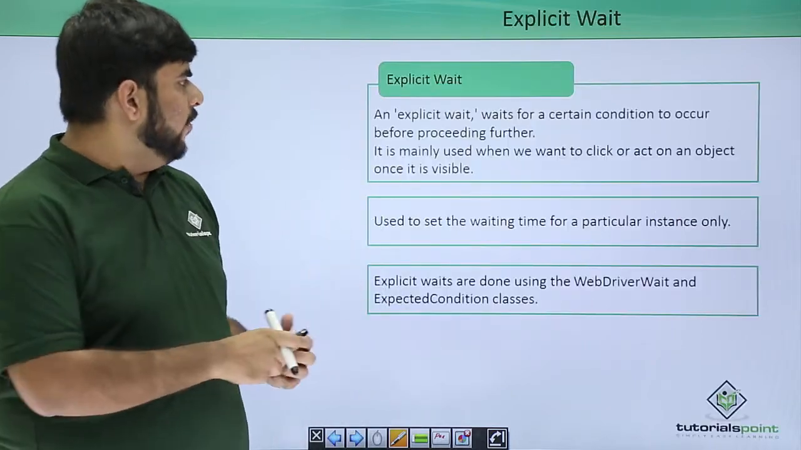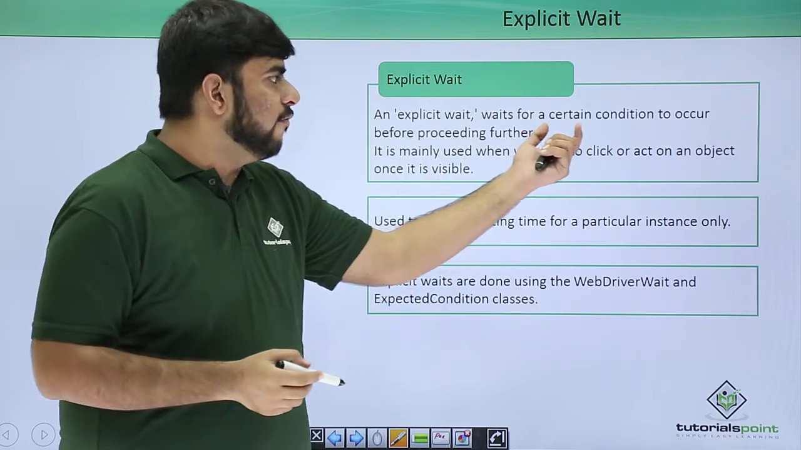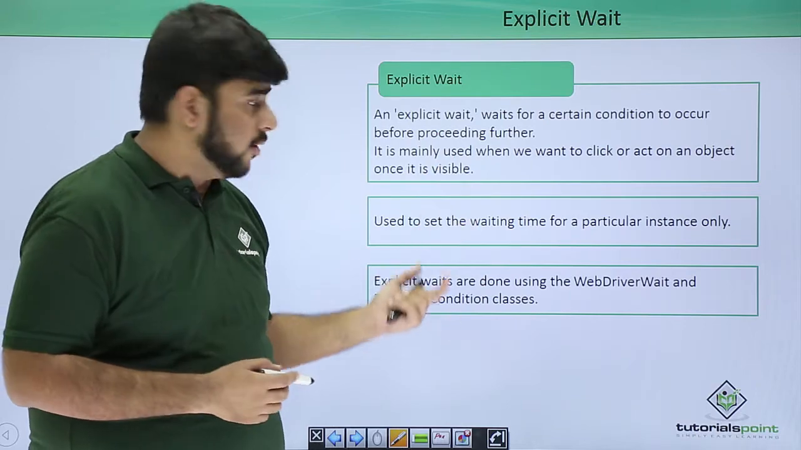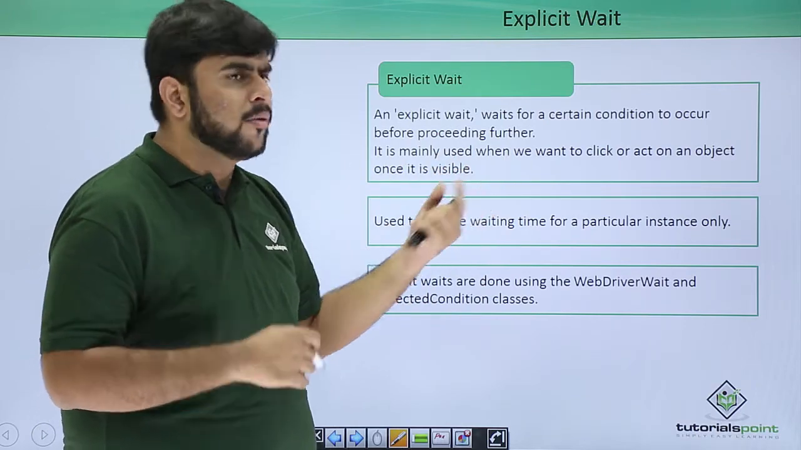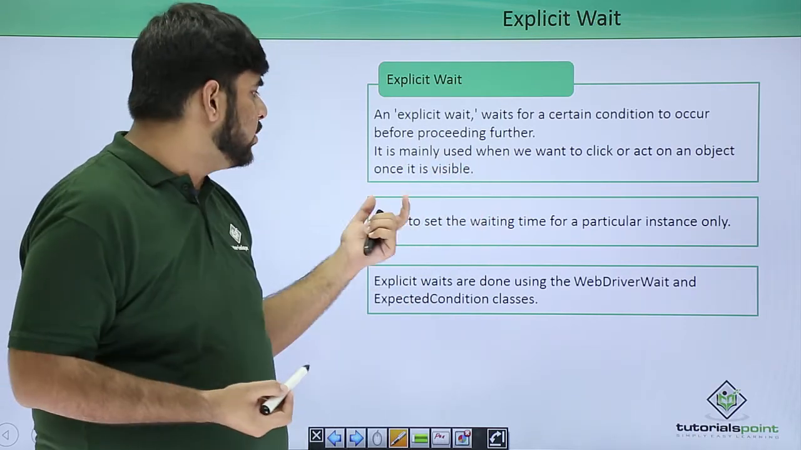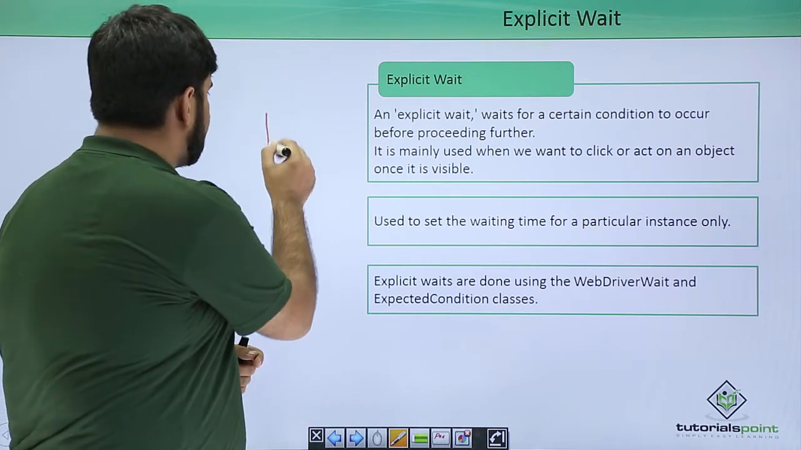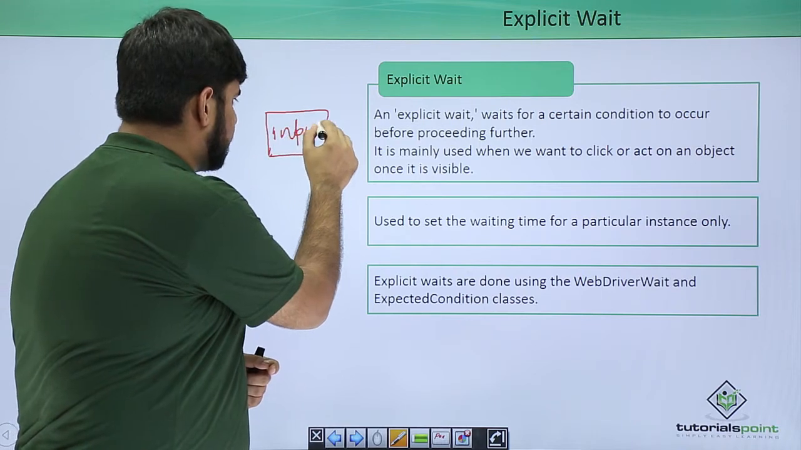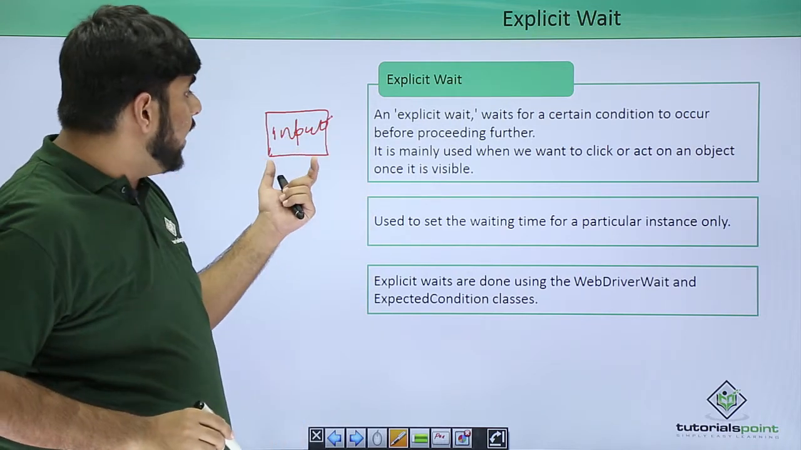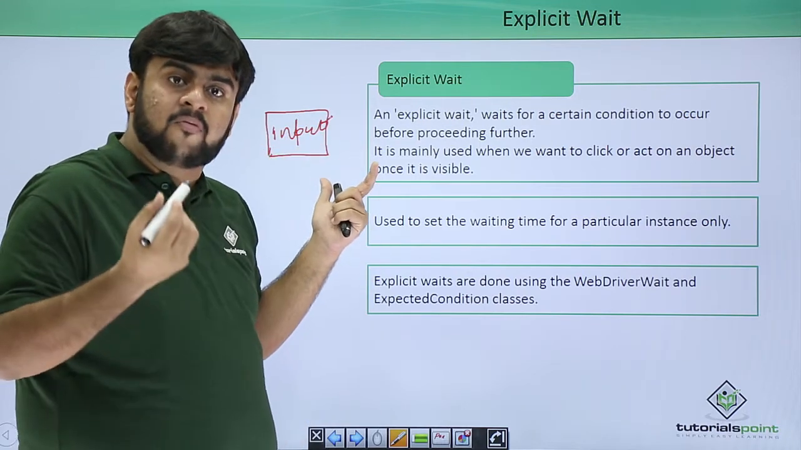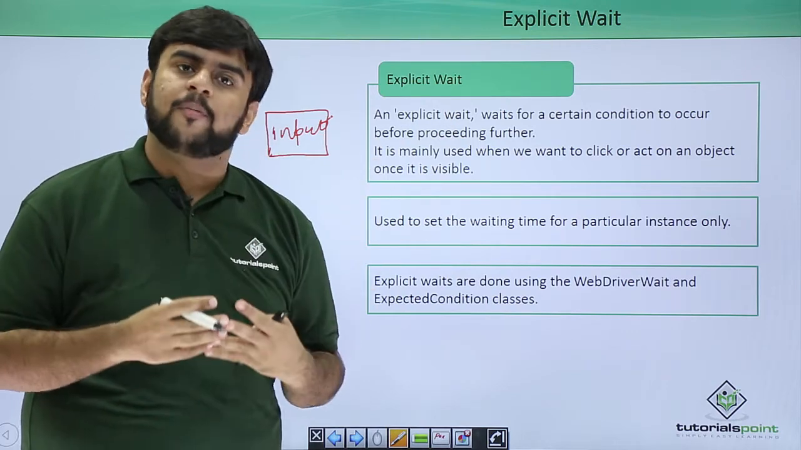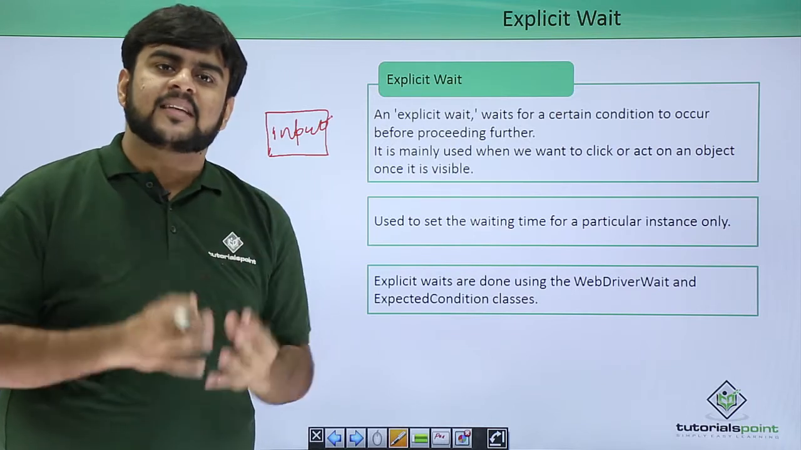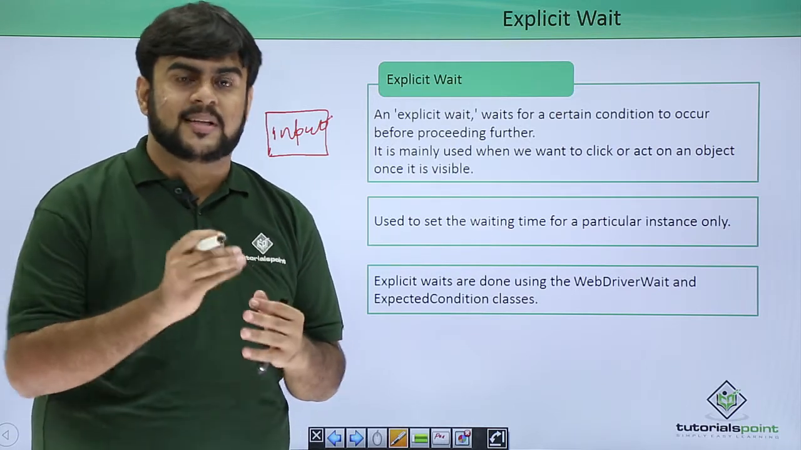So we use explicit wait when we need to wait for a certain condition to occur before we move on further. It is mainly used when we want to click or act on an object once it is visible. Say, this is my input box, right? I need to enter some value into this input box, and I would be able to enter the value once the object is visible, right? So in such cases, we need to use explicit wait.